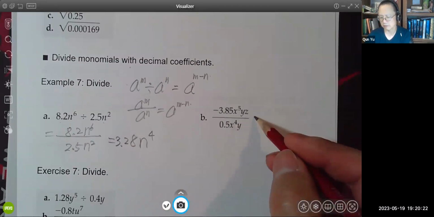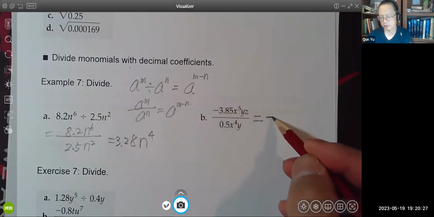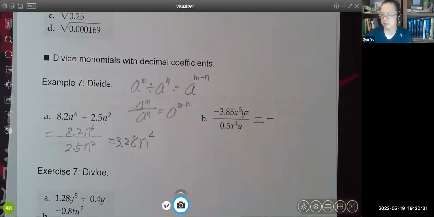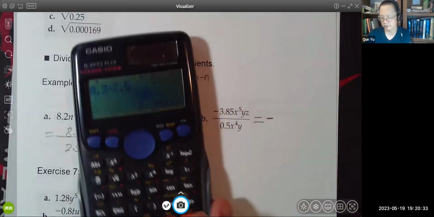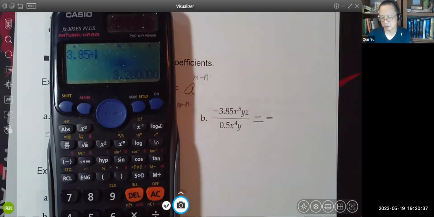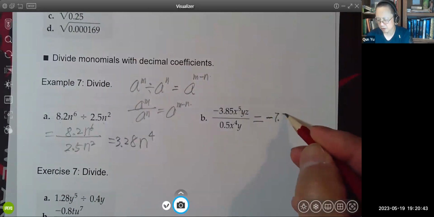So let's do that. First, negative divided by positive is negative. Our final result is negative. Now we just need to do the division. 3.85 divided by 0.5 is 7.7. So we get 7.7.